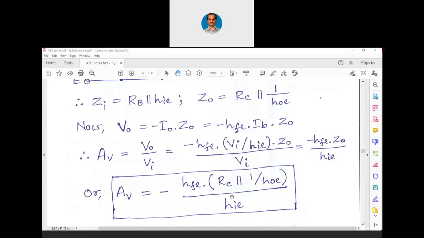There it used to be Z naught divided by small re. Now HIE contains beta into re, HFE itself is beta, so beta gets cancelled. So it is actually Z naught divided by small re itself. But we cannot write it that way in the hybrid modeling. So the easy way to remember is AV equals minus of HFE into Z naught divided by HIE. Okay, that is the expression for voltage gain in terms of hybrid parameters for the base bias.